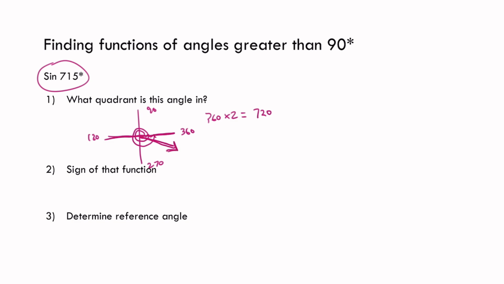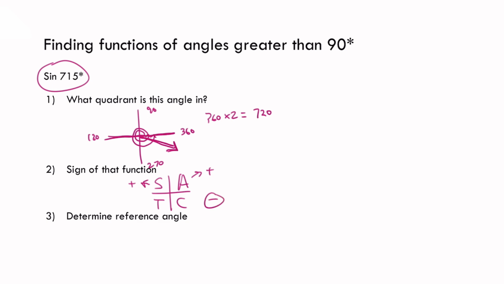Okay, to find the sine of that function, we can use All Students Take Calculus. All the functions in the first quadrant are going to be positive. Only the sine in the second quadrant is going to be positive. Only tangent in the third quadrant is going to be positive, and only cosine in the fourth quadrant is going to be positive. Sine of 715 is in the fourth quadrant, so that means that it'll be negative.